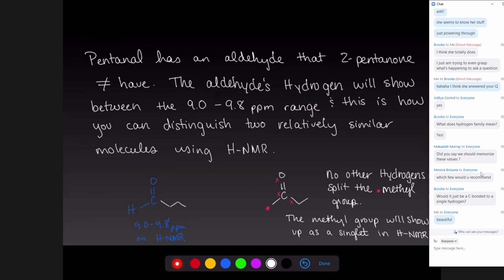Someone asked which ones would I recommend memorizing. I would say the ones that are pretty tricky or common or too close together to really distinguish. So the ones that are kind of similar, like this example, I would definitely say try to remember those.